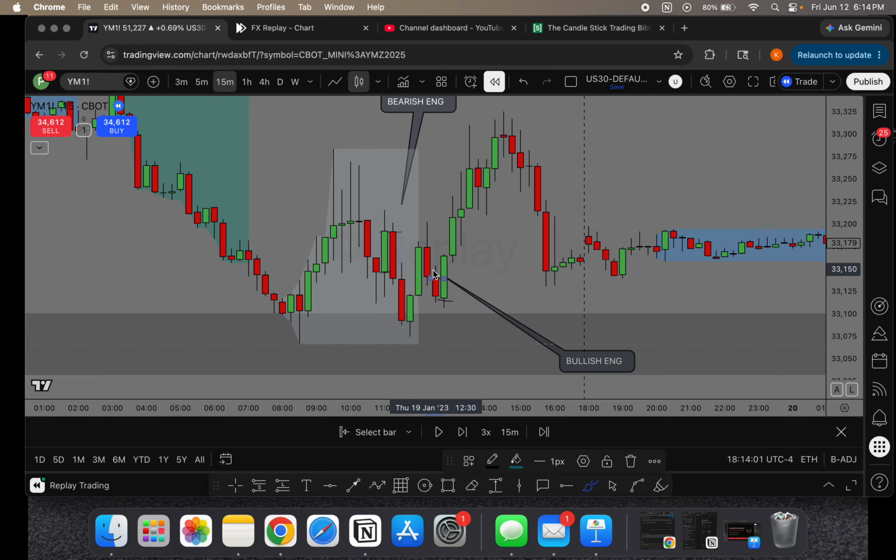It is showing strength. We have displacement. It displaced above the previous candle. This is very good information for when you're trying to determine direction or you're trying to determine when to get into a trade. Okay.